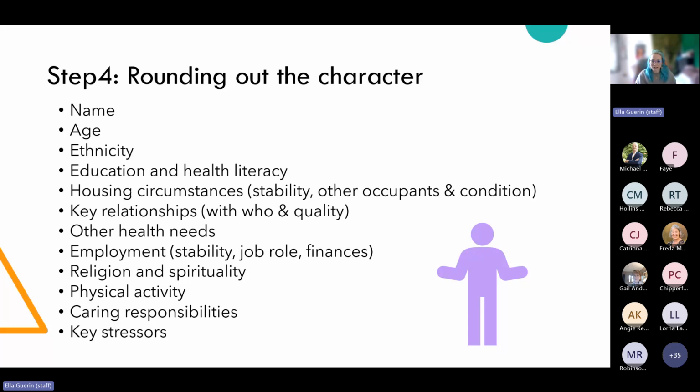So start rounding out your characters, whether that is the ones that you've already got and you're tweaking to give them an LGBTQ plus identity, or whether this is starting from scratch. Have a little think.